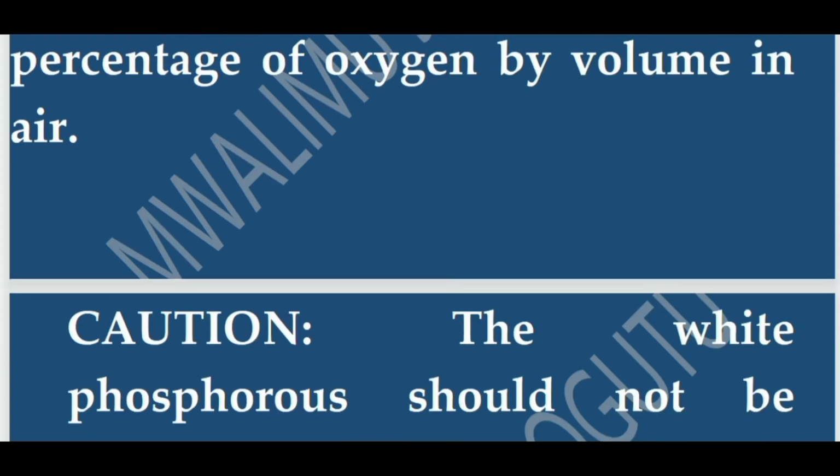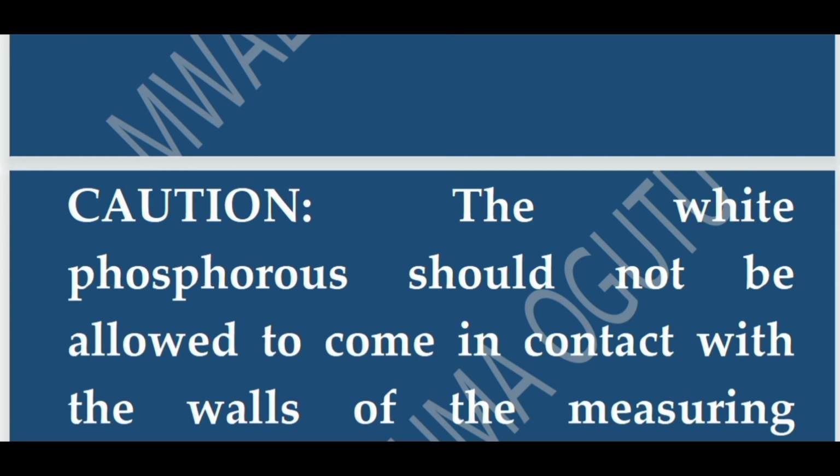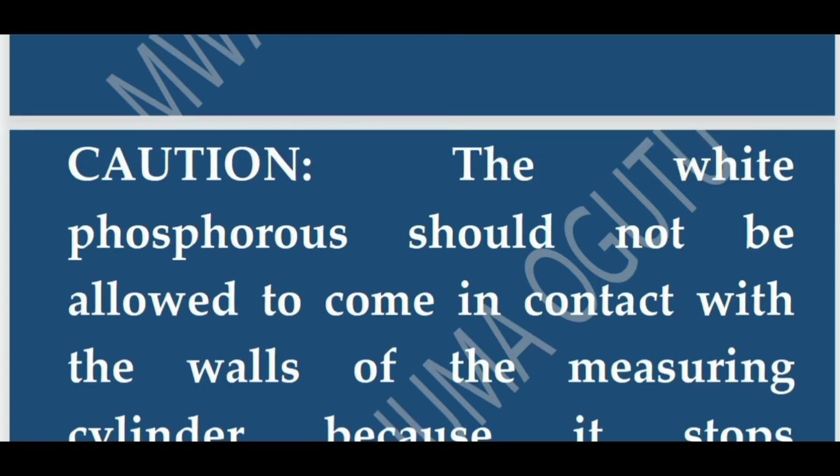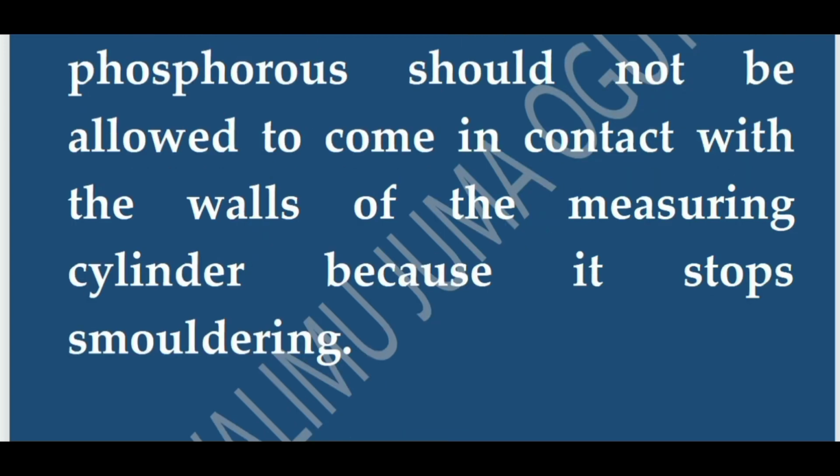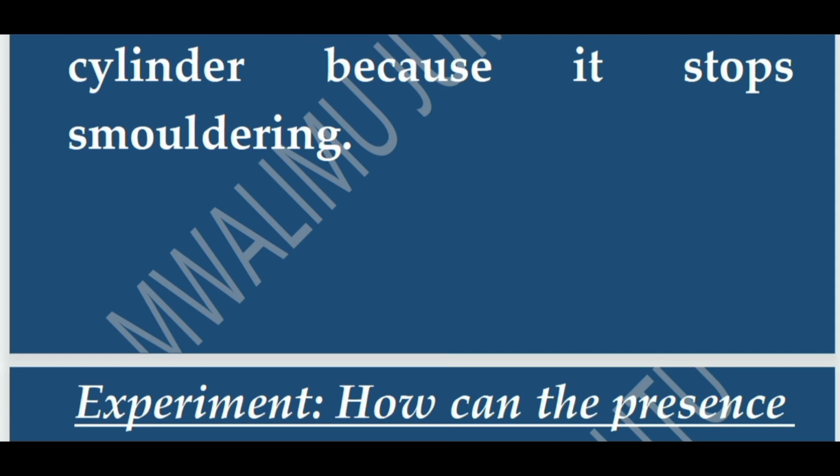The white phosphorus should not be allowed to come into contact with the walls of the measuring cylinder, because when it comes into contact with the wall, it will stop smoldering. And when it stops smoldering, not the entire air could have been used. Then we go further to another experiment.